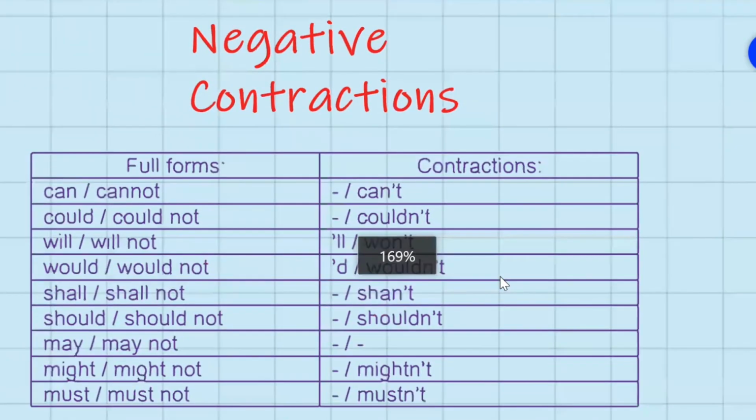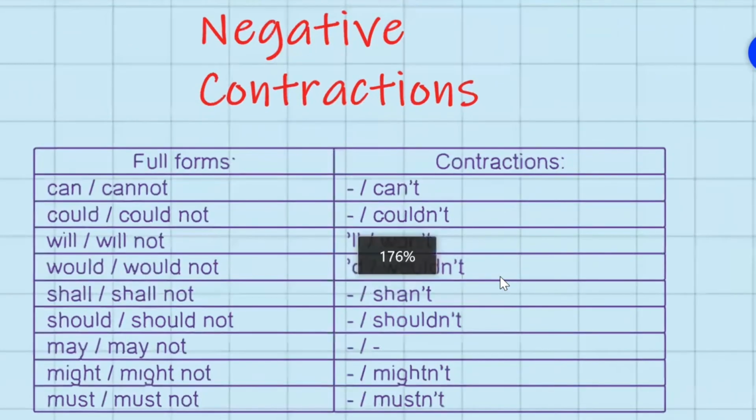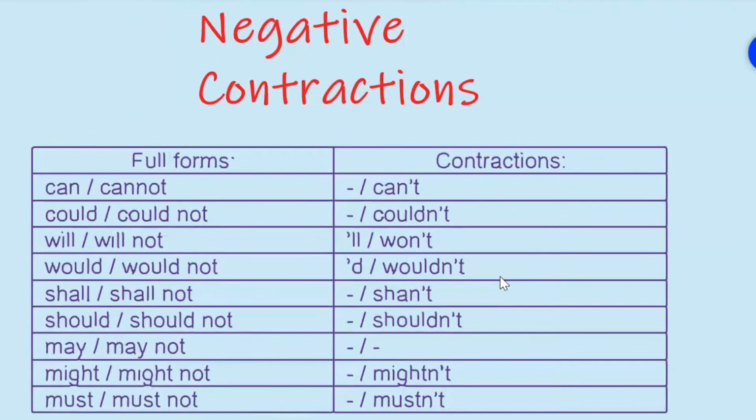Moving quickly, we have, for example, can, cannot, the short form can't. Could and could not, short form couldn't. Notice can and could do not have a short form. Will, apostrophe double L, and will not, won't. Would, apostrophe D, and wouldn't. Would not becomes wouldn't. Shall doesn't have a short form, but shall not changes into shan't.